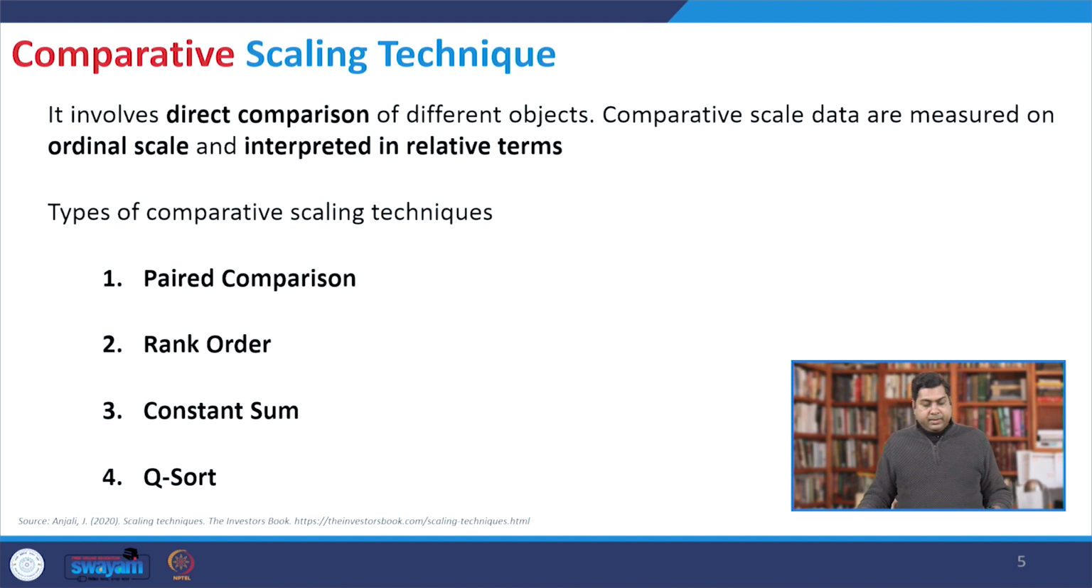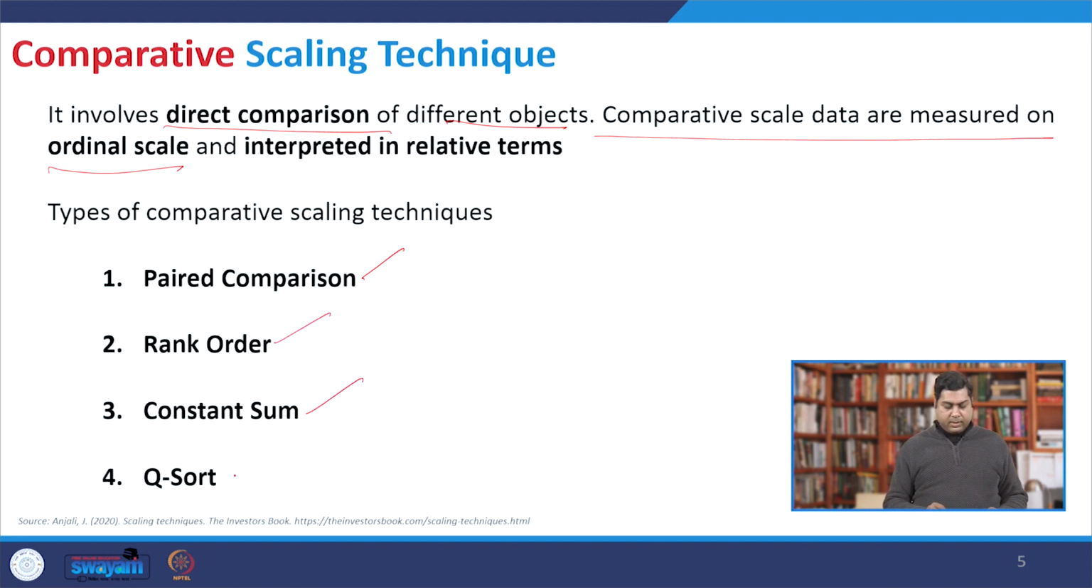Now the comparative scaling technique involves direct comparison of different objects. Comparative scale data are measured on an ordinal scale because it shows a sort of rank order: first, second, third, like this. Even if you use sorting or the constant sum, we can always convert it to the rank order. As I already mentioned in that flow chart, we have these 4 types mostly used in the comparative scaling technique: paired comparison, rank order, constant sum and Q sort.